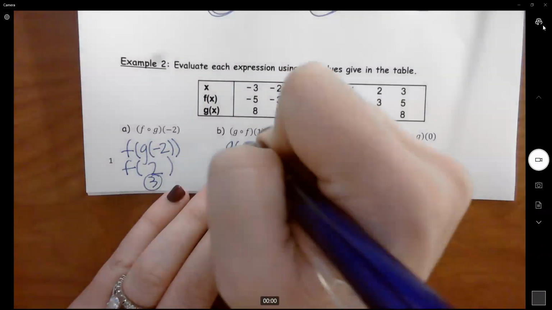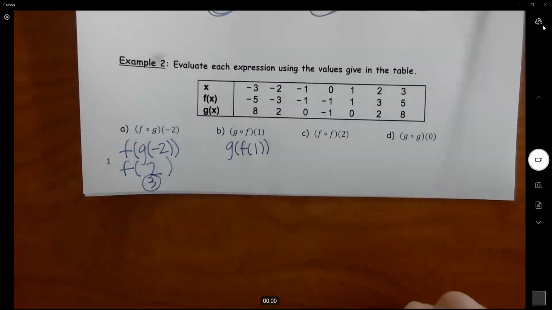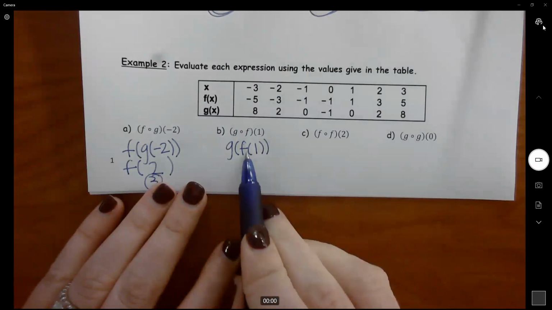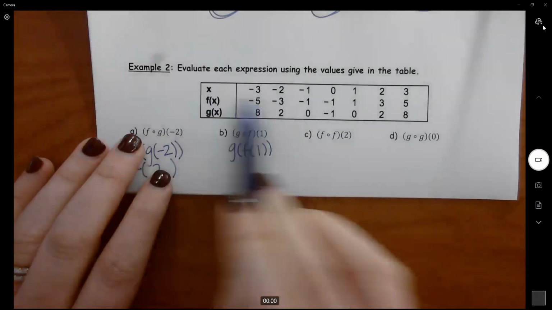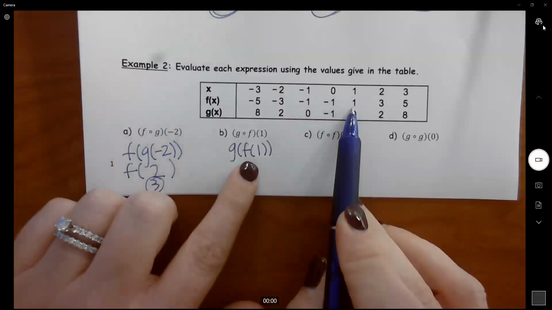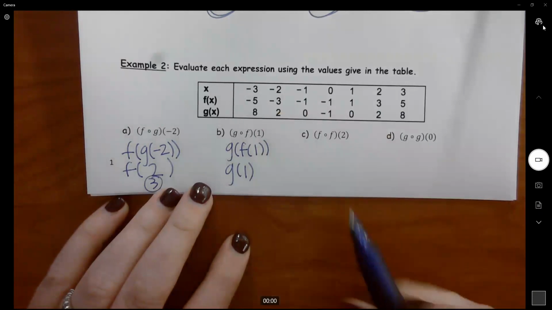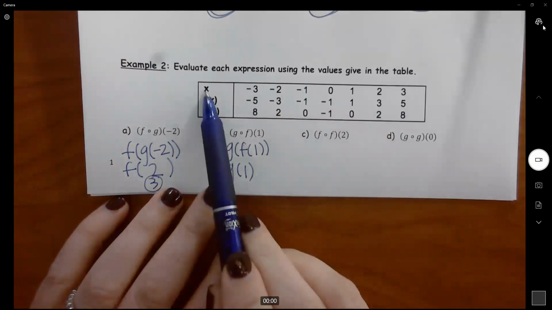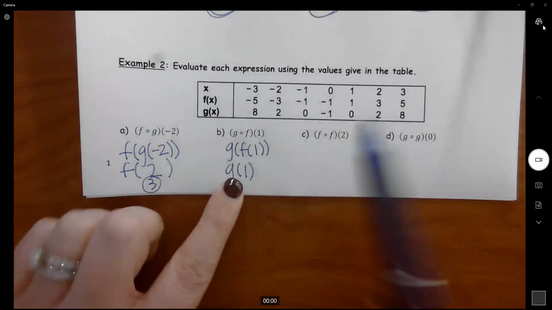Here we have g of f of 1. So f of 1, start on the inside first. So when x is 1, what is my f? My f is 1. So this is g of 1. So now go along when your x is 1. Now I'm looking at my g function. It is 0.